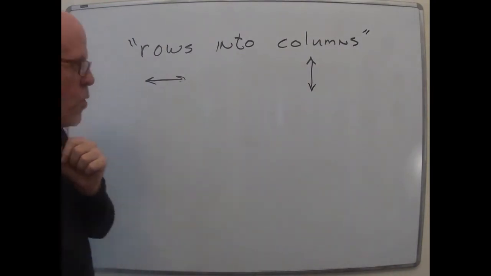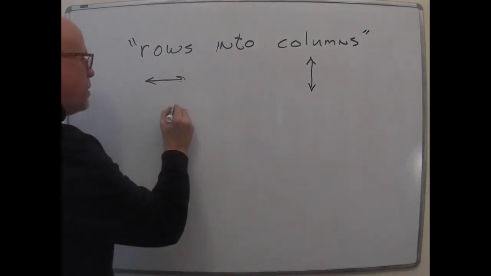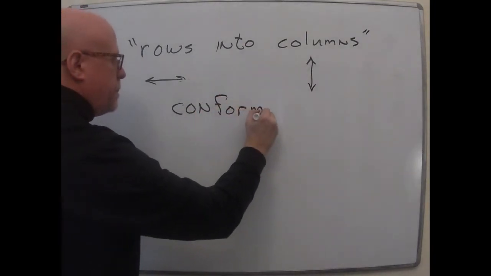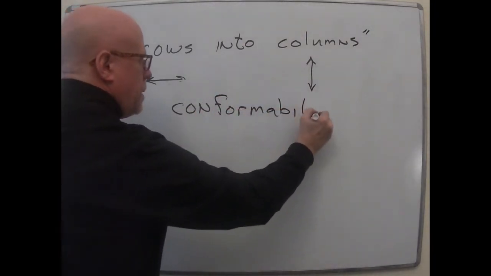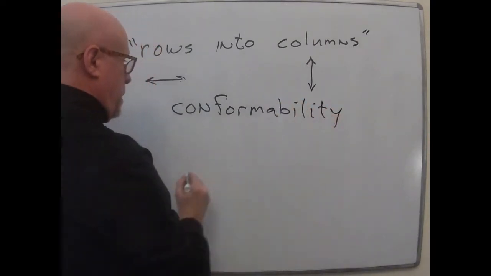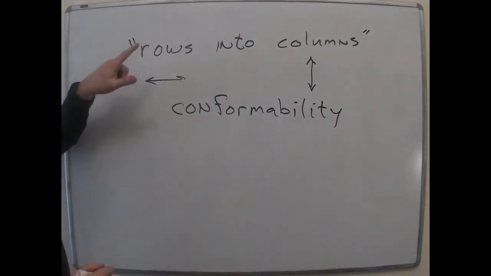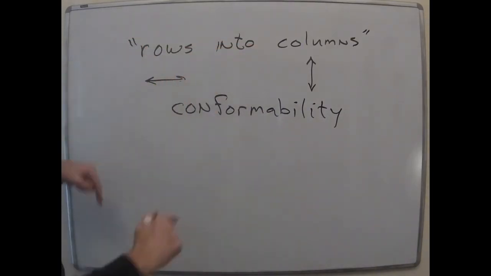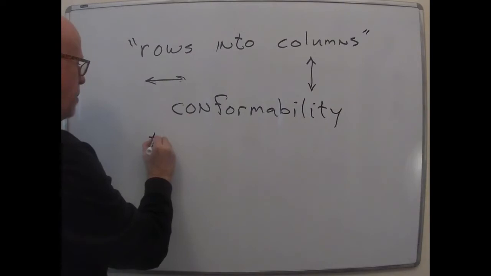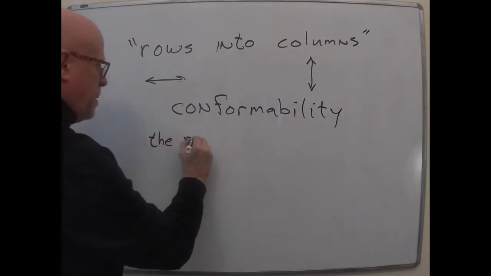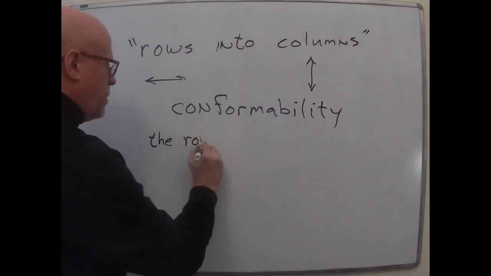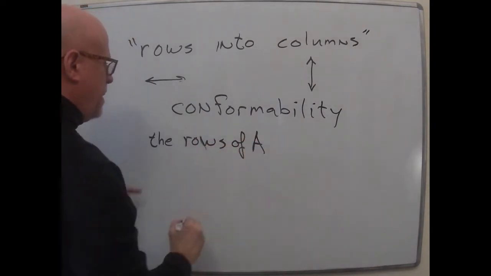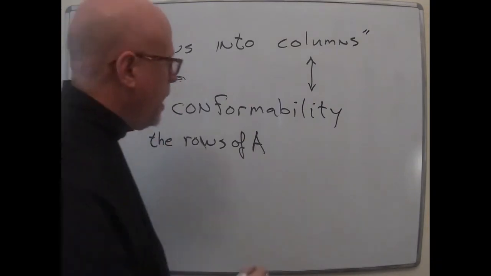Okay. There is an issue that's known as conformability. Fancy word, but it just means the rows that you're putting the columns into, these things have to be the same size. The rows of one matrix, let's call the first matrix A, they have to have the same length as the columns of B.